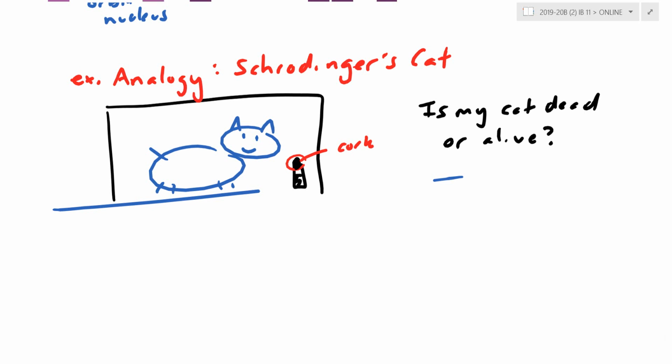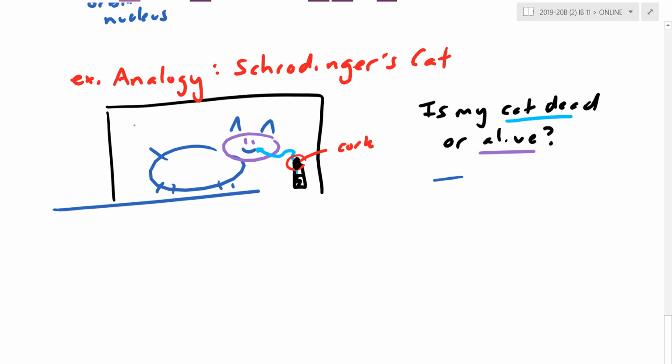So let's think about the options. Why would my cat be dead? If the poison has had a chance to seep out, the cat breathes poison, and there, dead cat. Why might my cat still be alive? Yes, the poison is deadly, but let's say the cork has a really good seal on it and didn't burst open. My cat is just still happily minding its own business. Okay? So in some sense, we are saying, I don't know.